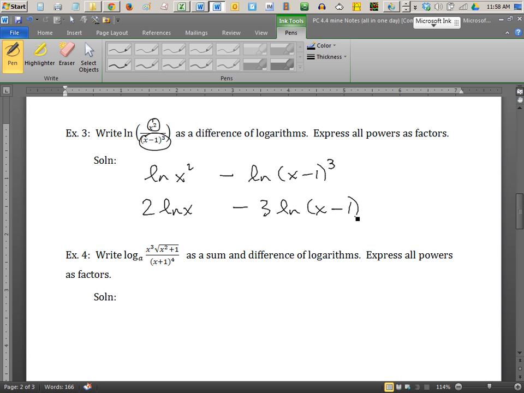Okay, the next one also is a fraction. So it makes a subtraction. This time it's log base a. There's your numerator in the first log.